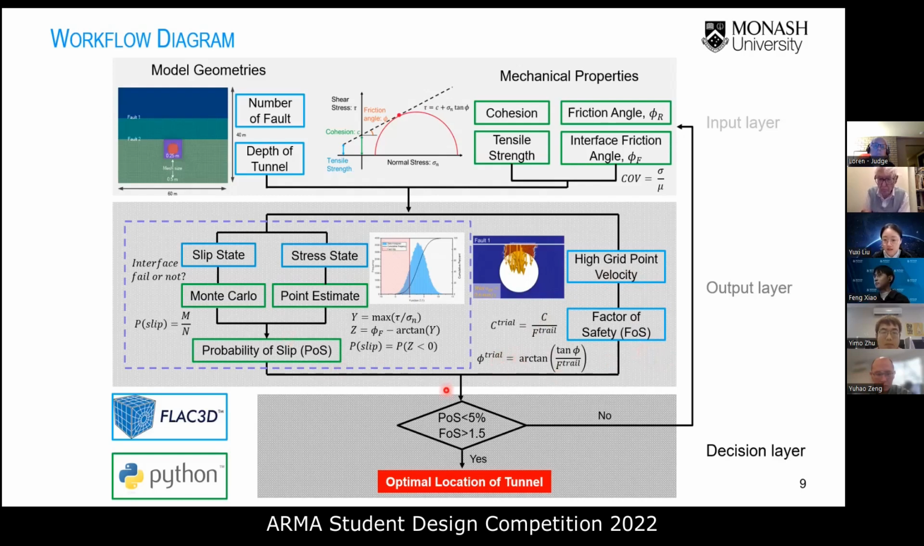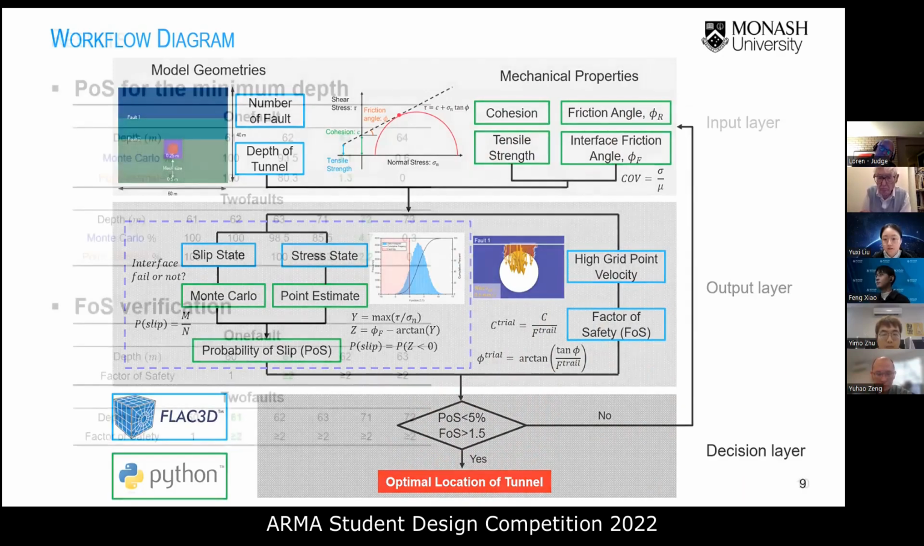After all the above steps, we can calculate the result of POS and FOS, less than 5% and larger than 1.5 respectively, as required. If those stability indices can meet the requirements, then the optimal location of the tunnel can be output. Otherwise, we go back to the initial modeling state, changing the input parameters till we find the optimization design.